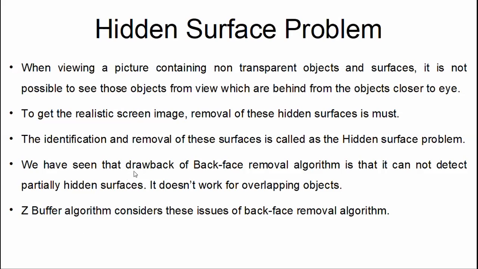Now we have seen the drawback of the backface removal algorithm is that it cannot detect partially hidden surfaces and it doesn't work for overlapping objects. We have seen in the previous session that this backface removal algorithm works on separate objects. It doesn't work if your objects are intersecting each other or overlapping each other. So this issue is resolved with the help of the Z-buffer algorithm. This algorithm considers these issues of the backface removal algorithm.